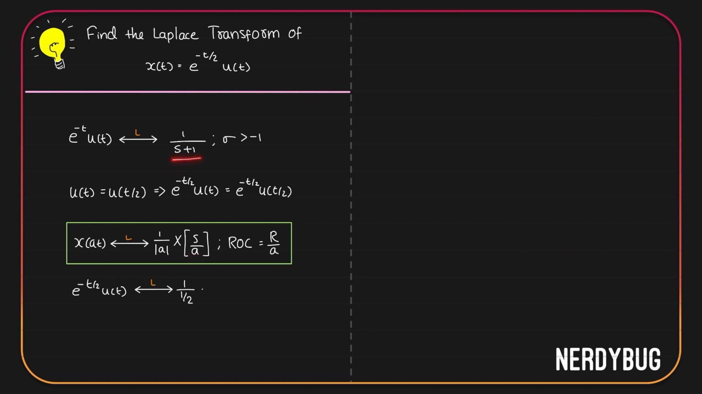X of s is 1 by s plus 1. So x of s by a will be 1 by s by a, which is 1 by 2 plus 1. And for x of s, we got sigma greater than minus 1. So for x of s by a, we'll have to write sigma by a greater than minus 1, or sigma by 1 by 2 greater than minus 1. So we get the Laplace transform of e raised to minus t by 2 u of t is 2 divided by 2s plus 1, and ROC is sigma greater than minus 1 by 2.